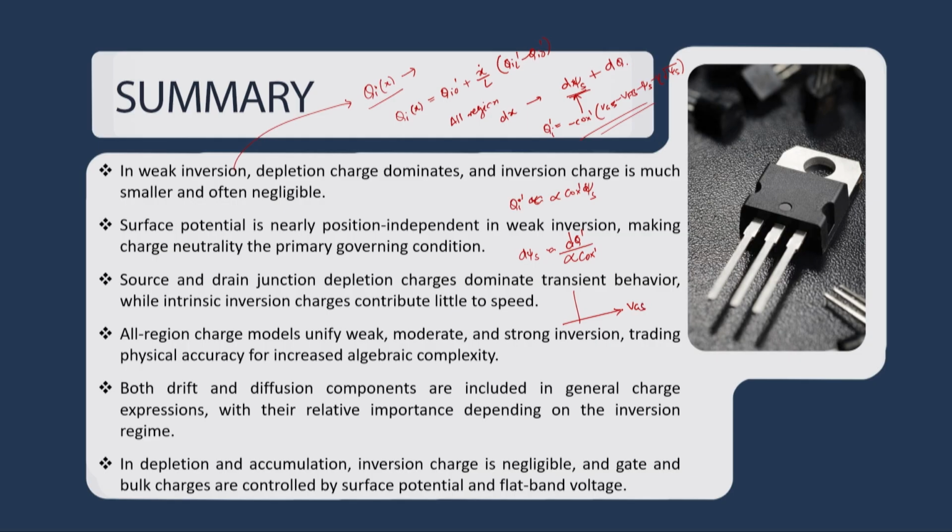And at last we saw how these charges vary with gate to source voltage. We found that when you increase the gate to source voltage, ultimately the region of operation of the MOSFET moves from accumulation to depletion to weak inversion, then moderate inversion, then strong inversion saturation, and then strong inversion non-saturation.